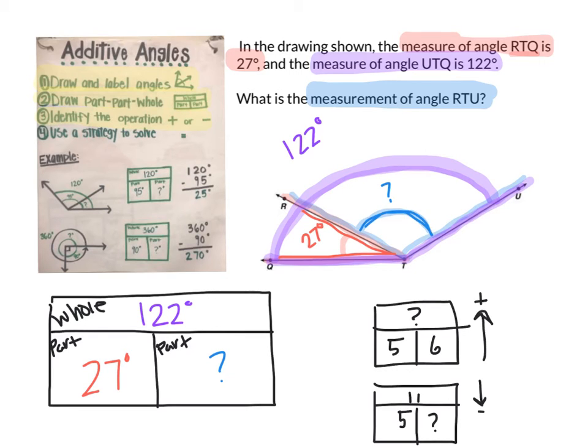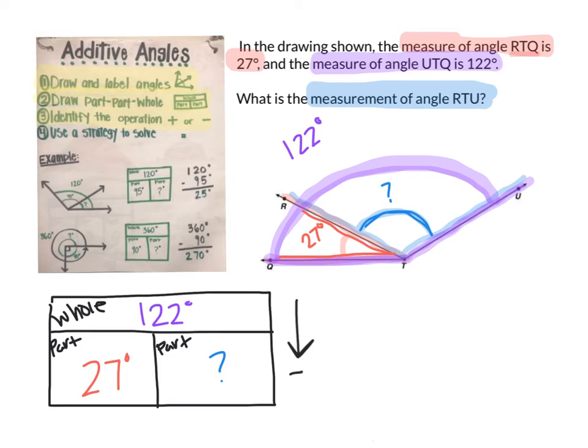Now, if you are given your whole, given 1 part, and missing another part, you're going to do the opposite. You're going to subtract to solve for the missing part. So look at our chart. I'm given a whole, we know our part, and we're missing a part. That tells me that we can take our part away from our whole to solve for our missing part. So we are going to be subtracting. So we've identified our operation, we're subtracting.